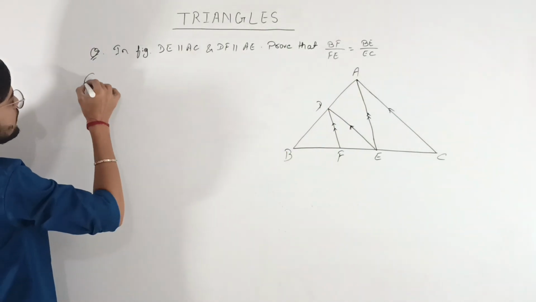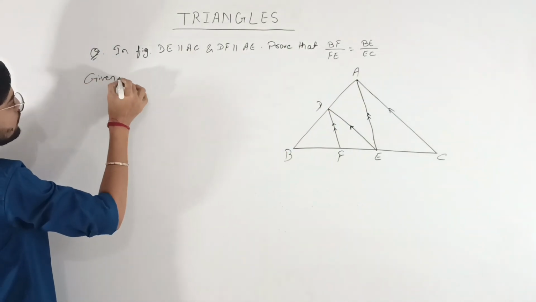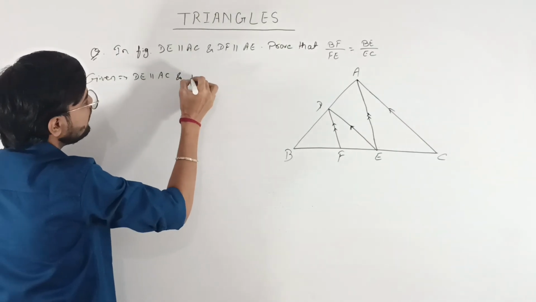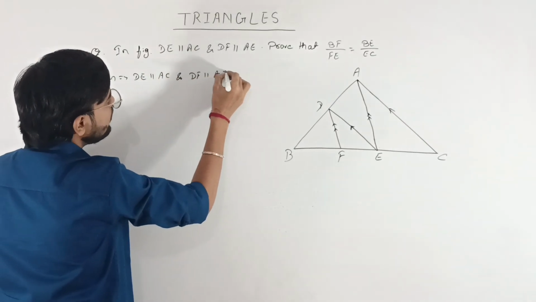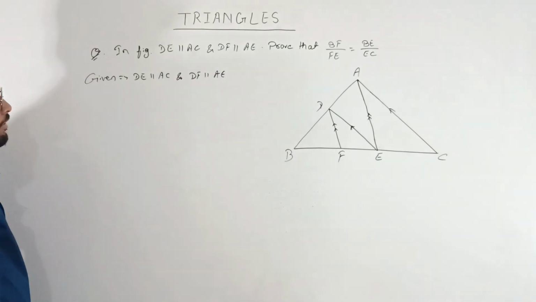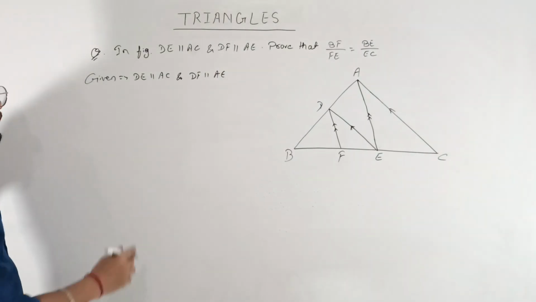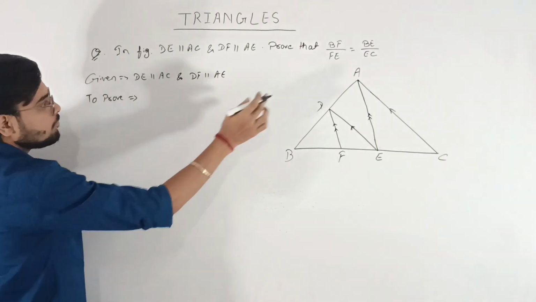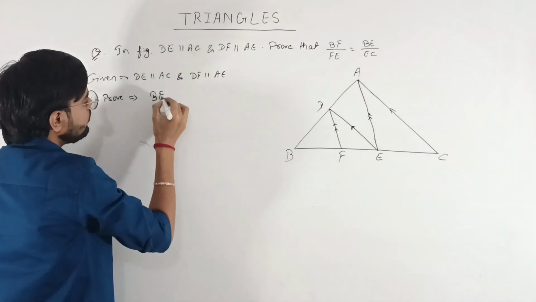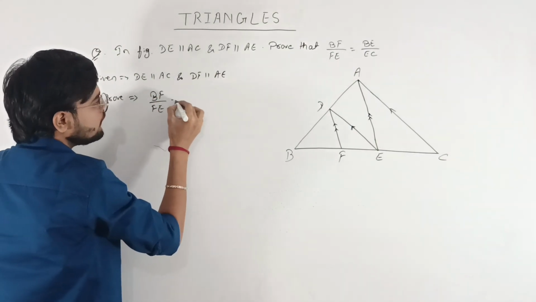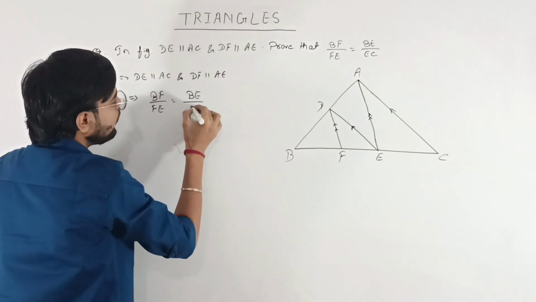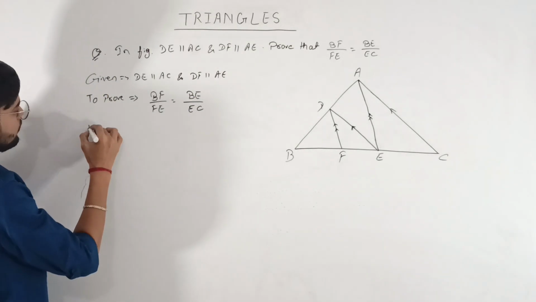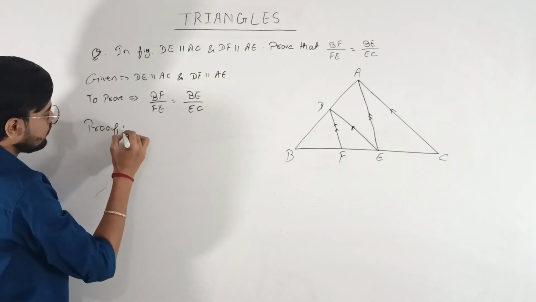So first I write what is given. Given DE is parallel to AC and DF is parallel to AE. Then we have to write what we have to prove. So to prove is what? BF upon FE is equal to BE upon EC. Okay. Now let's prove. So proof.